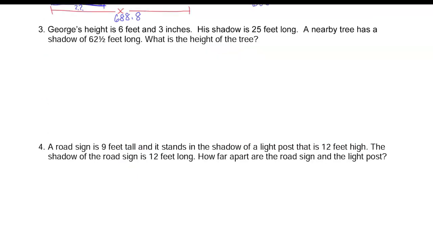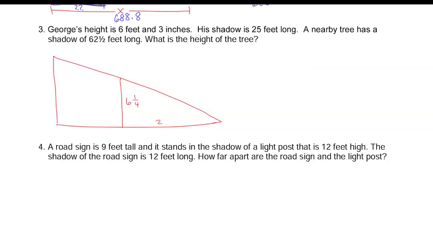Okay, we have George and we have a tree nearby. So George is going to be the shorter height. He is 6 feet tall. Oh, and 3 inches. So that's a quarter of a foot. So I'm going to write 6 1/4 there. And his shadow is 25 feet long. Put your right angles in there. The shadow of the tree is 62.5 feet long, but we don't know the height of the tree. So this is more of a real life question. We could find those 3 measurements and then find out the height of the tree this way.